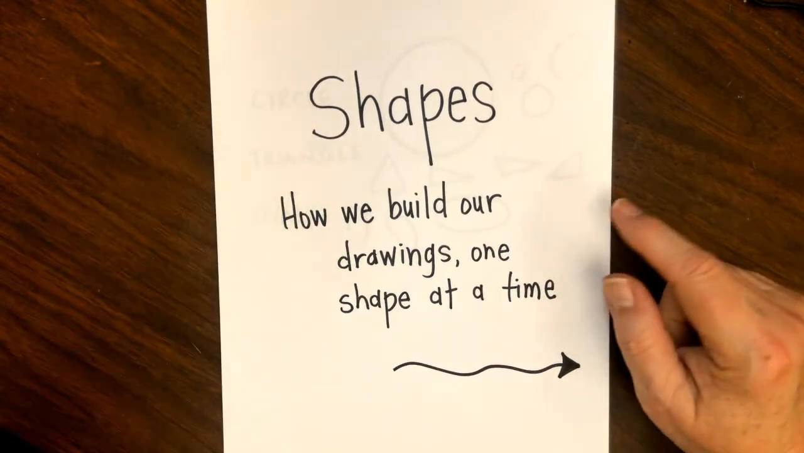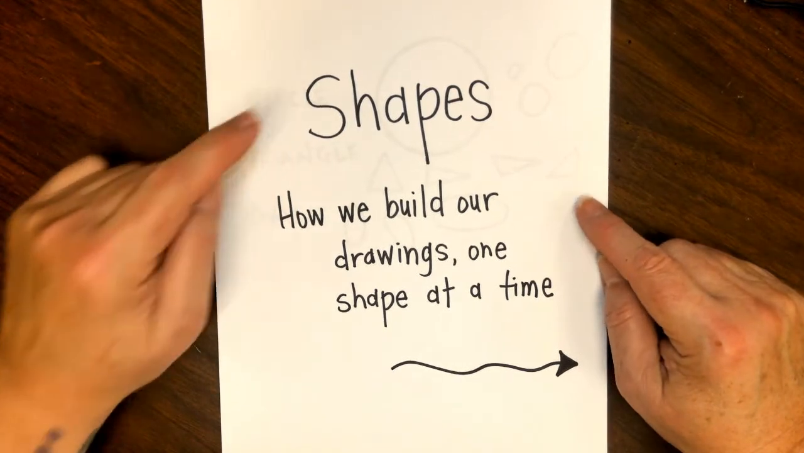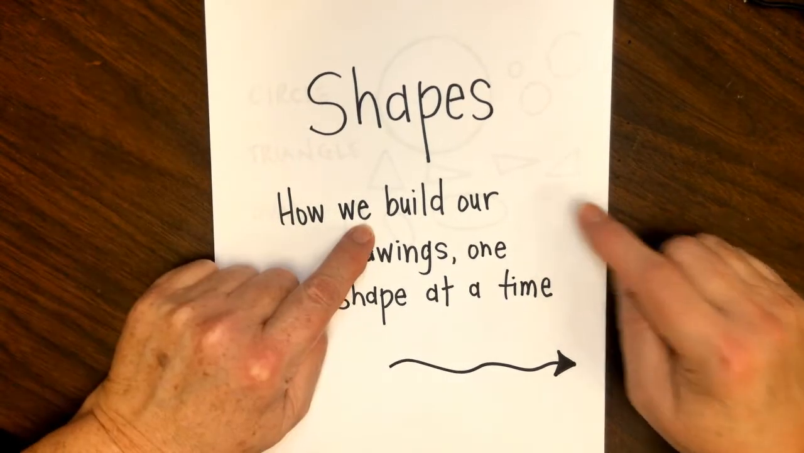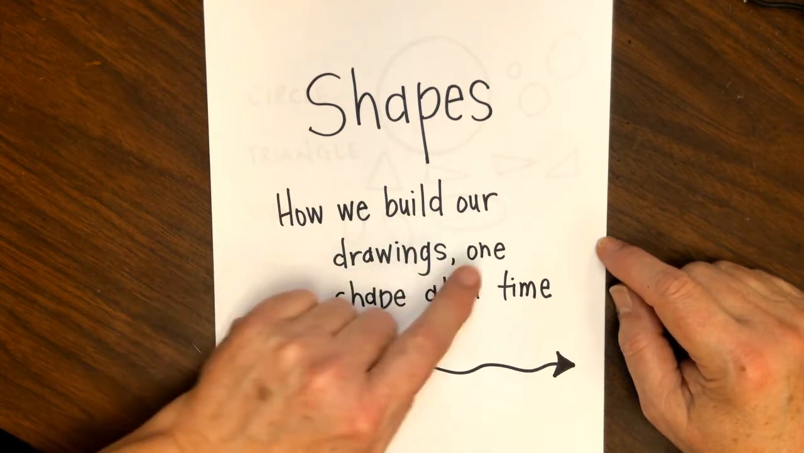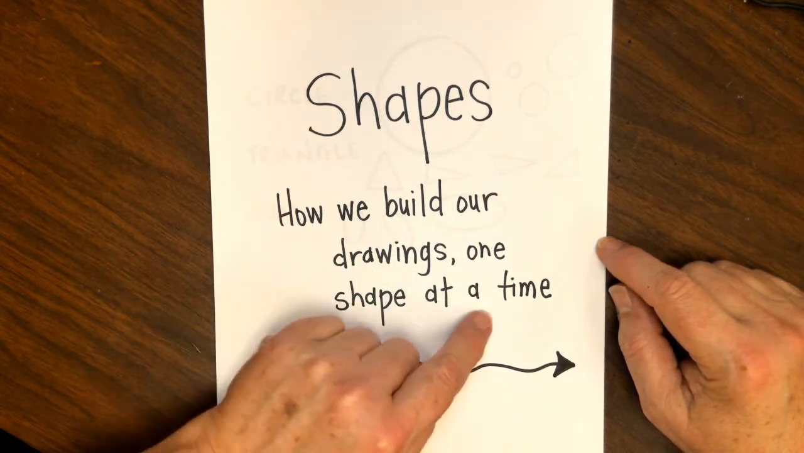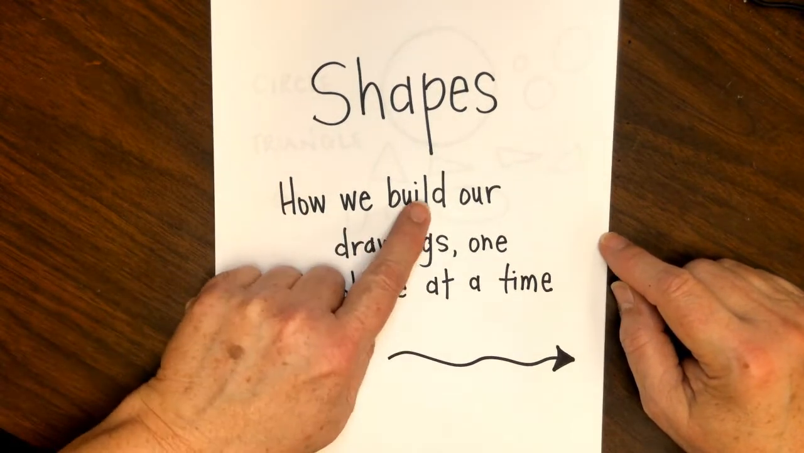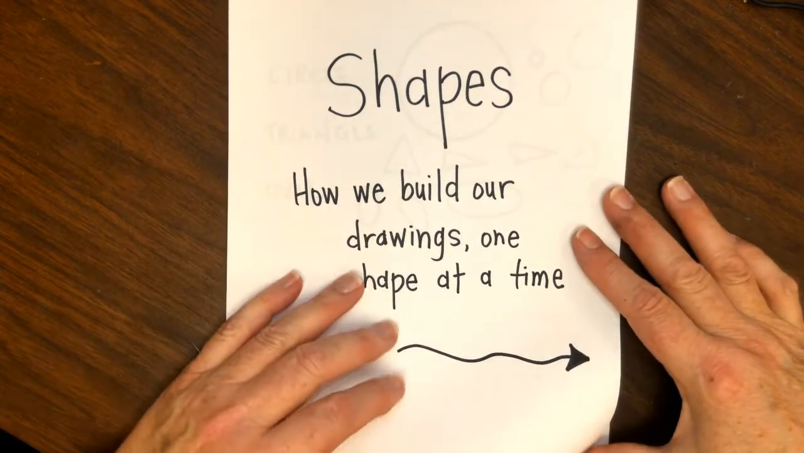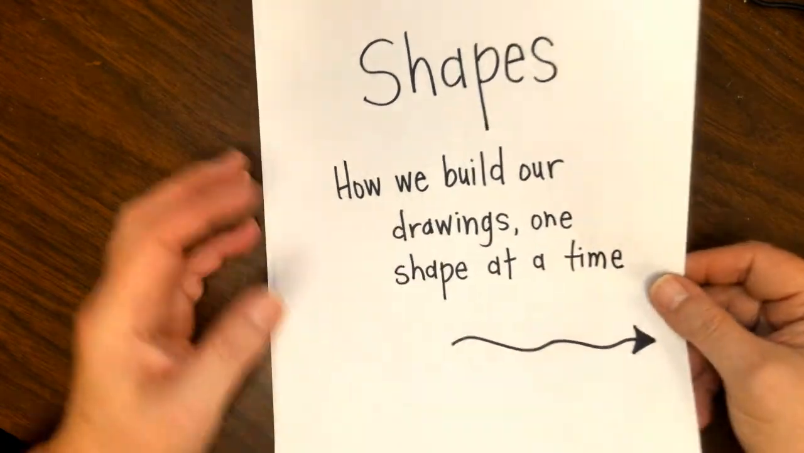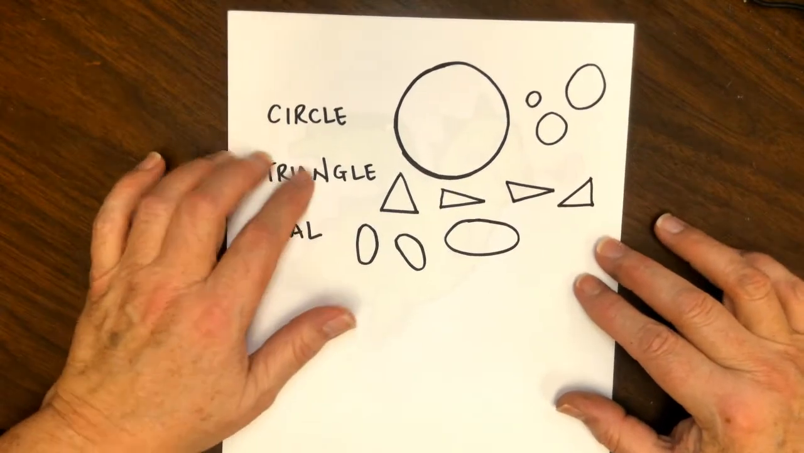And the knowledge that I'm going to share with you today is about shapes and how we build our drawings one shape at a time. What do you mean by that, Miss Fink? What do you mean how we build our drawings? Well, drawings really start out with just shapes, okay?